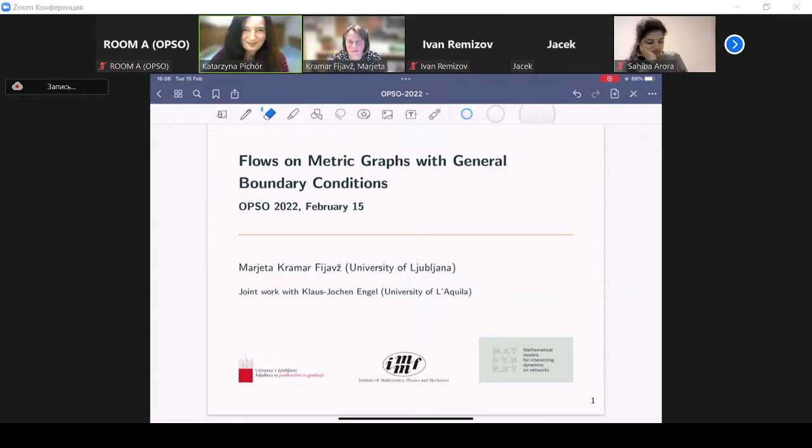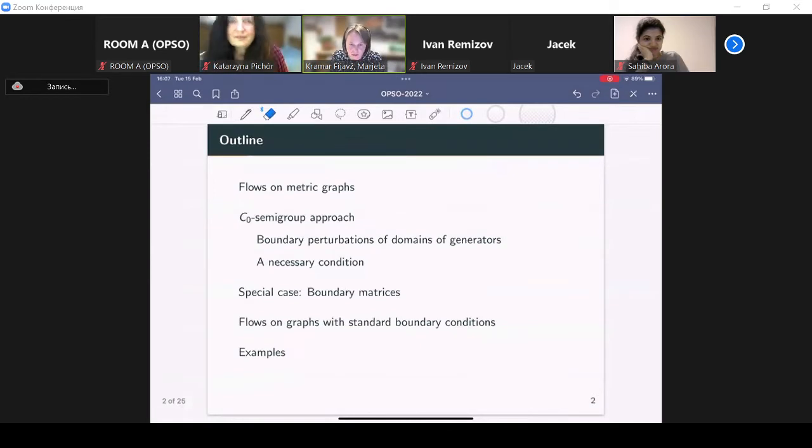So please. Thank you. So sorry again for this delay. So I will try to be shorter. As you see, this is the plan of the talk, and I have this example section at the end, so I can be shorter here, so I can skip some examples if needed.